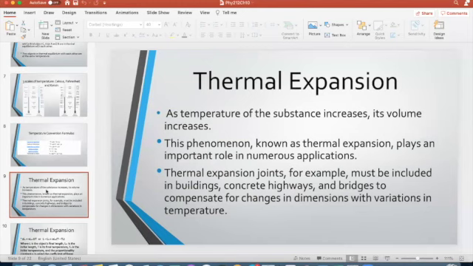All right, thermal expansion. As the temperature of a substance increases, the volume will also increase. So this is a direct correlation between temperature and volume. If the volume goes up, we can assume that the temperature has increased slightly as well. This phenomenon is called thermal expansion.